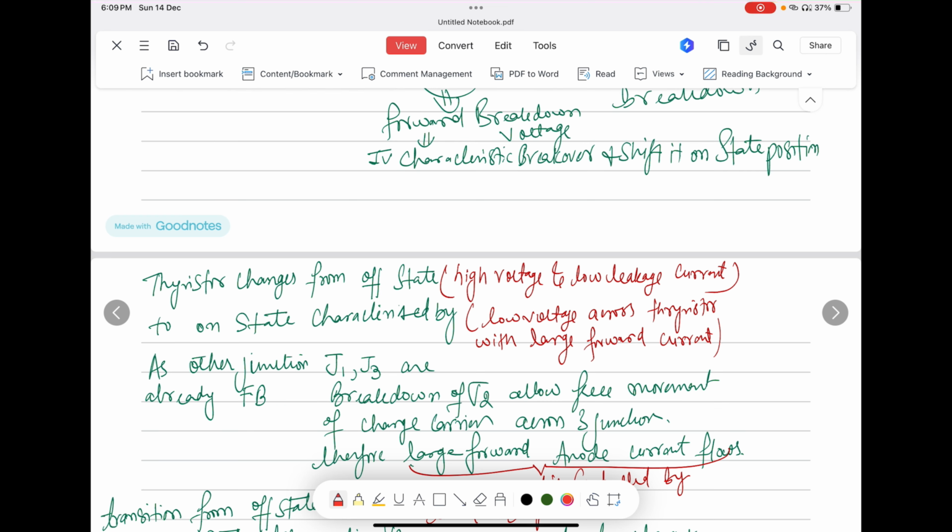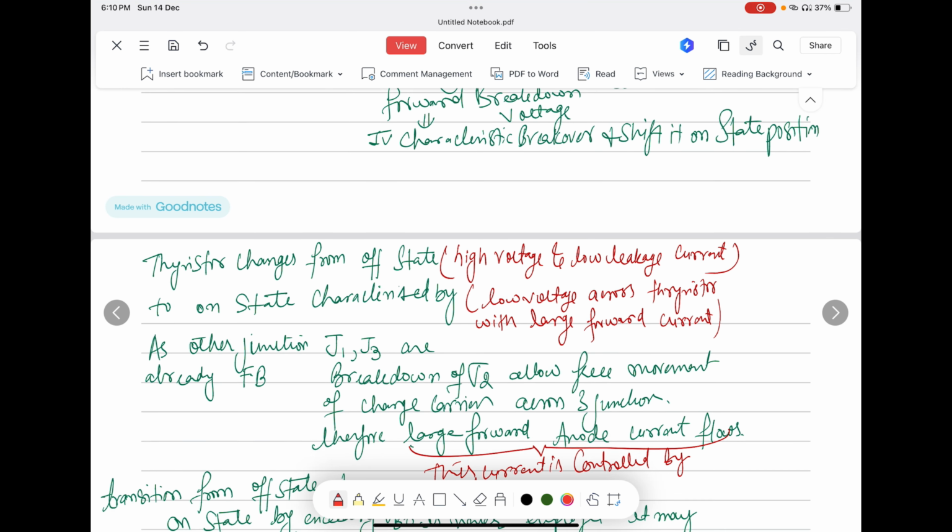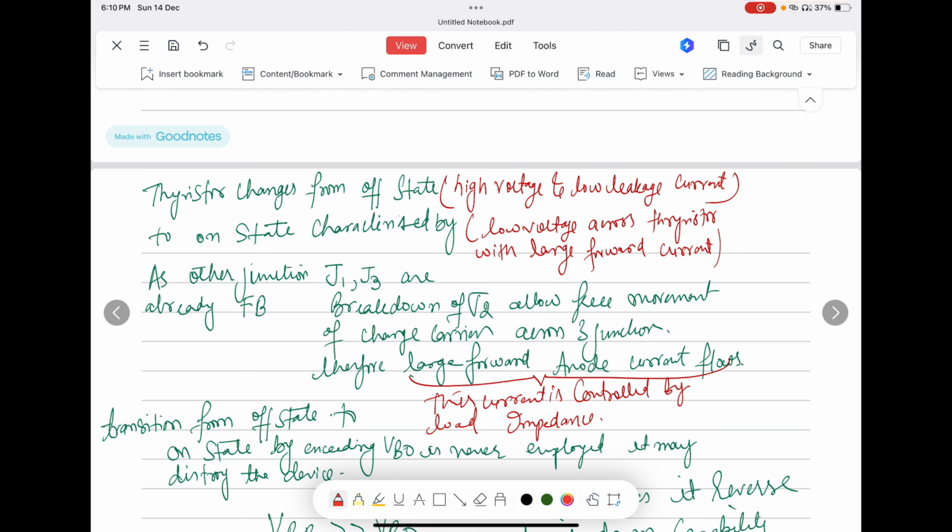The thyristor changes from off state to on state. The off state means high voltage and low leakage current, and the on state means low voltage across a thyristor with large forward current. We know J1 and J3 are already forward biased, so junction J2 also gets forward biased by this avalanche breakdown.